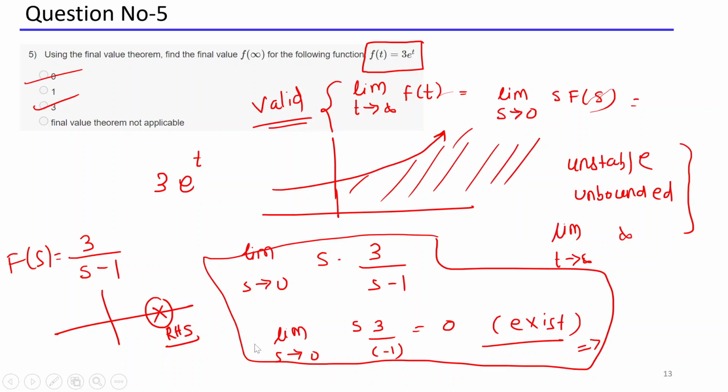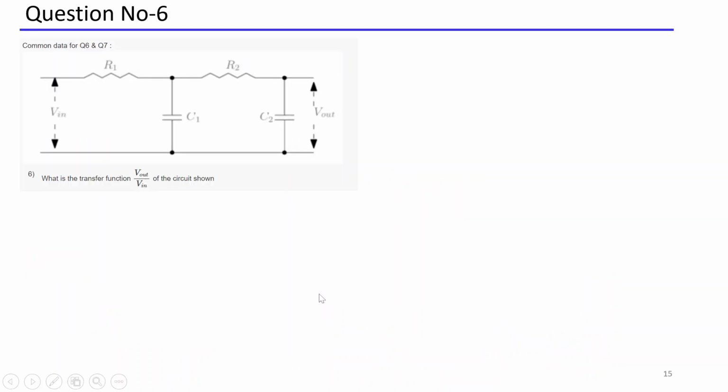Yes, sir. Actually, this will be covered again when you go for the RH criterion, the Routh-Hurwitz criterion. In that case, you will come across the steps for how to check the stability of a system. At that time, the initial value theorem and final value theorem will be covered again, so it will be better clarified if it is not covered in proper detail now. So let's move to the next question.